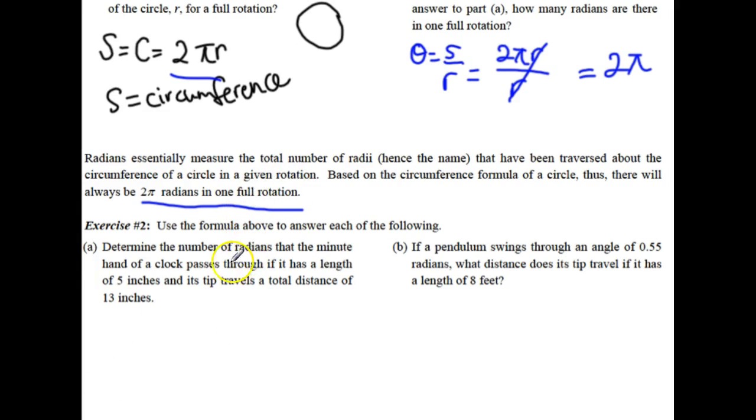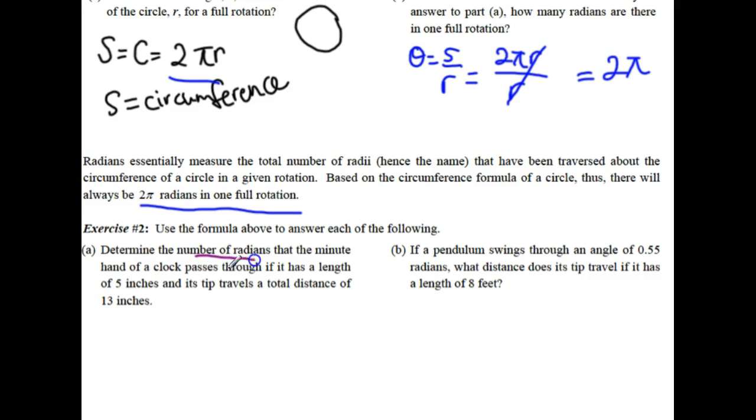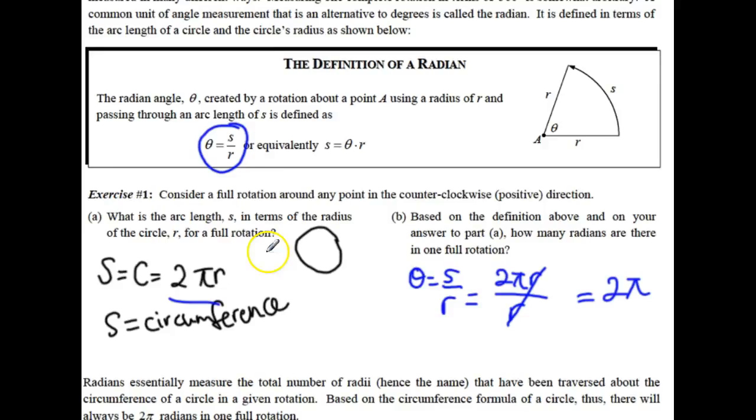So exercise 2. Use the formula above to answer the following question. Determine the number of radians in a minute hand of a clock that has length 5 and whose tip travels a total distance of 13. In this case, my radius is 5 and 13 is my s. Think of a clock: the radius is 5 and the hand travels 13. So what is this theta right here? And r is equal to 5. So go back up here, theta is equal to s over 5.